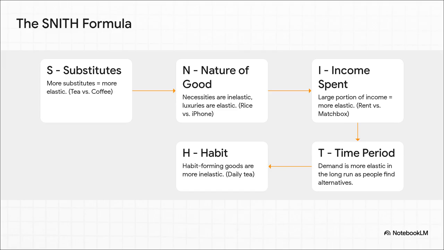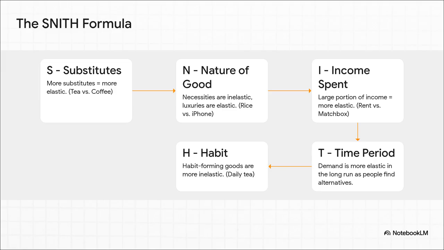Okay, next is N for the nature of the good. Necessities like rice are pretty inelastic. Luxuries like the latest iPhone, super elastic. I is for the chunk of your income you spend. You're going to be really sensitive to a price change on something huge like your rent. That makes the demand elastic. But a price change on a box of matches? You won't even blink.